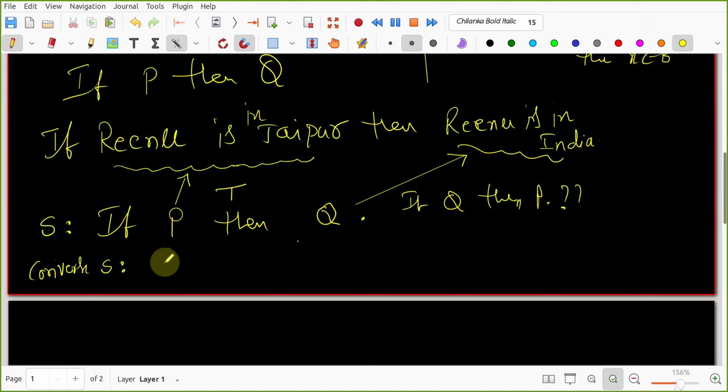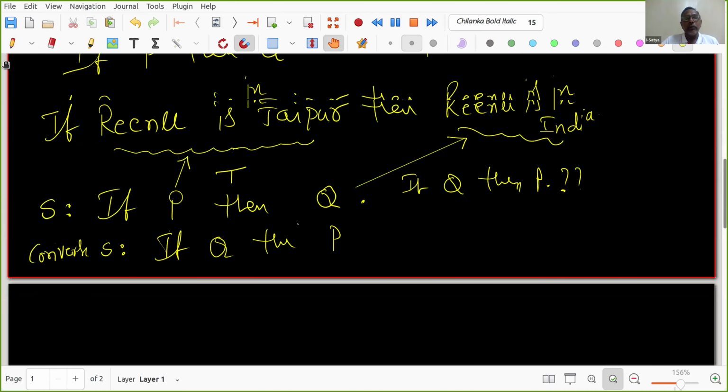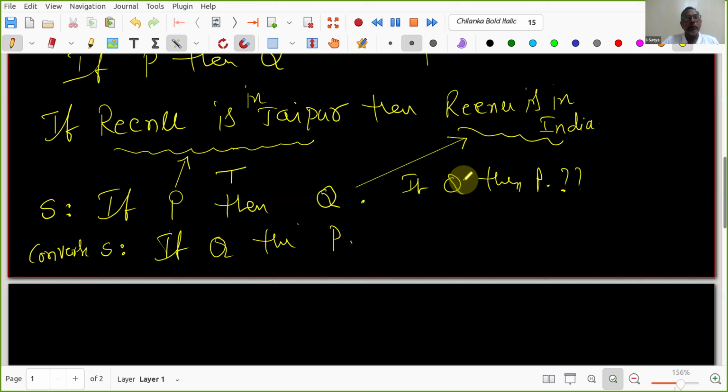So that is what we call the converse. If my original statement is true, then the converse, if Q then P, need not be true. Converse means if Q then P. So I hope all of you are clear about the converse of the statement. If Renu is in Jaipur, then Renu is in India. The converse is if Renu is in India, then Renu is in Jaipur.